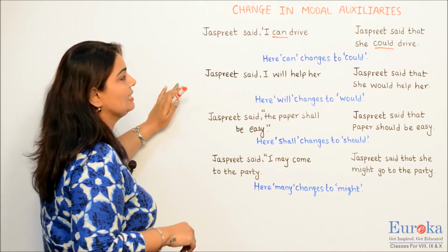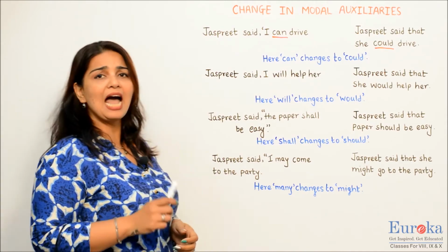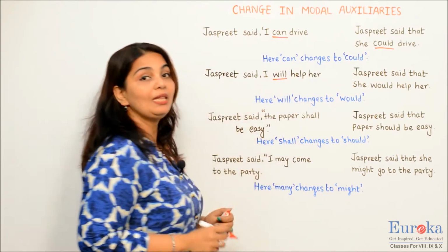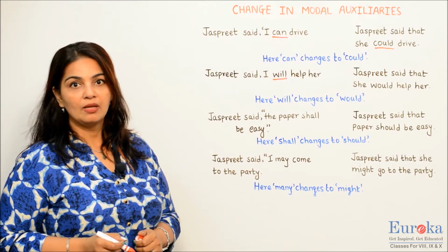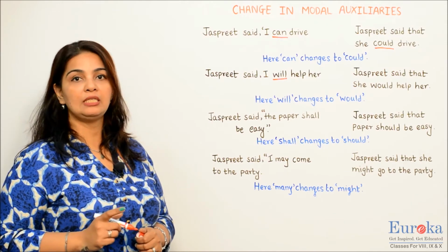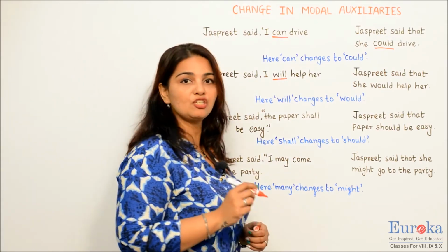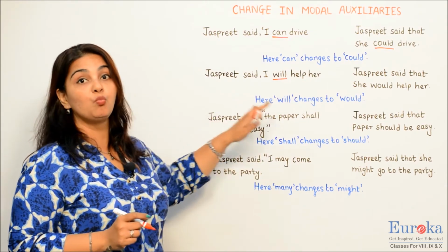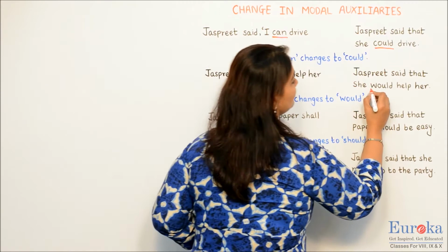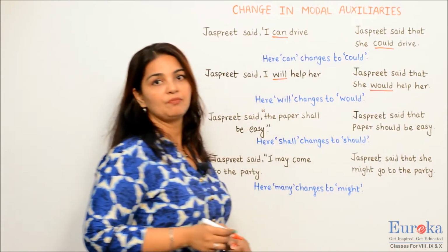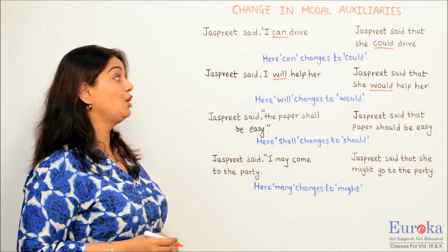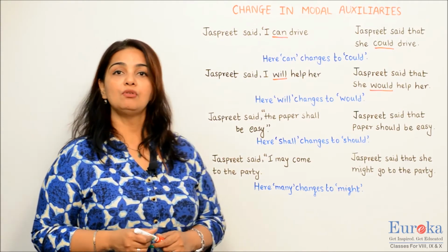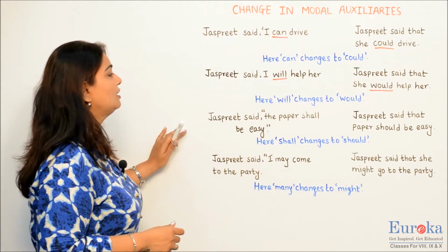Now let's see the second sentence. Jaspreet said, I will help her. Now what is the meaning of will? Will is a surety. It's not a probability, it is a surety that Jaspreet is so sure that she is going to help her. But when will change into would, it will become a probability. Jaspreet said that she would help her. Now we are not sure whether that will happen or not. Let's go to the next one.